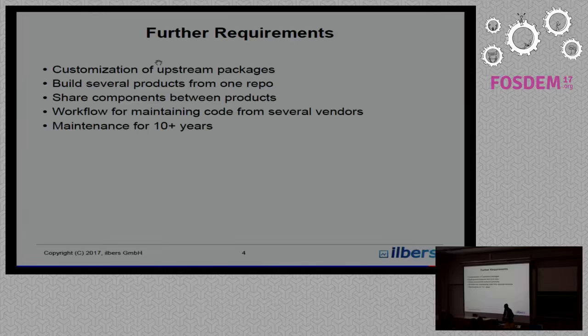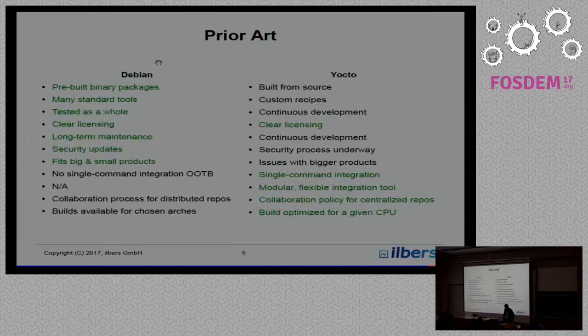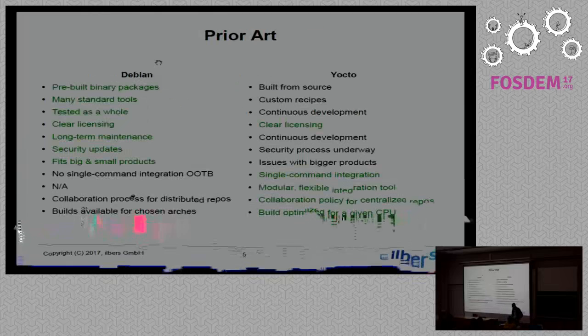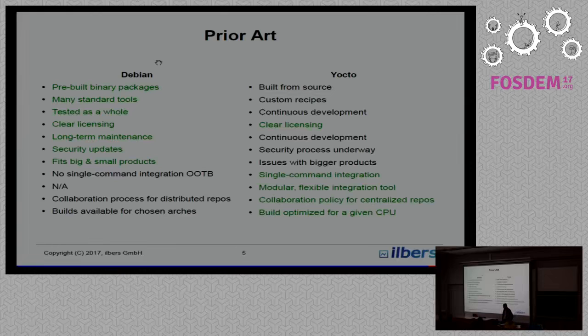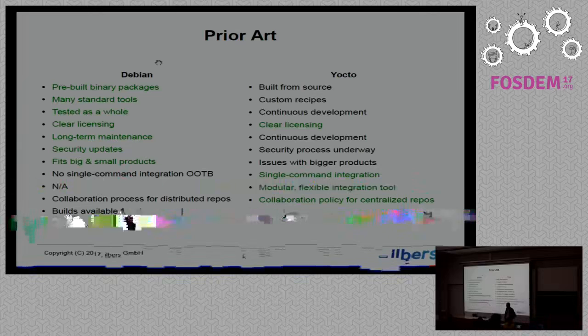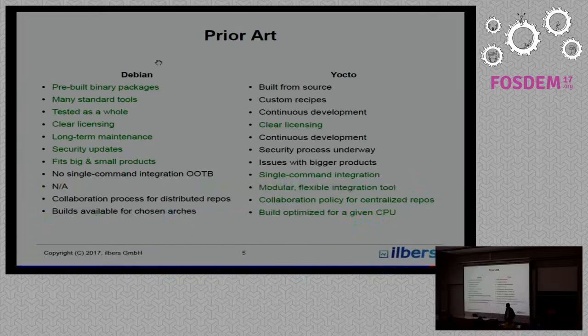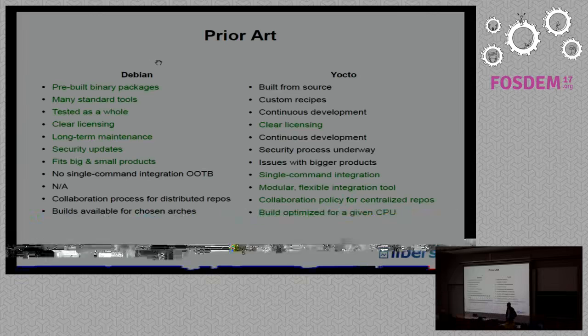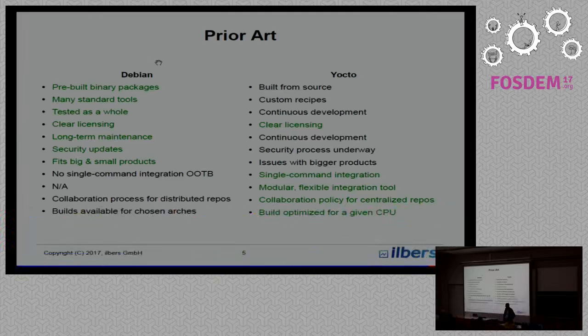So if we look today at the existing art, basically we have binary distributions and source distributions. So Debian is a typical binary distribution where you get precompiled binary packages and you can use them right away. Yocto, on the other hand, is a typical source-based distribution where you get the whole sources and you have to build them yourself first in order to use them.